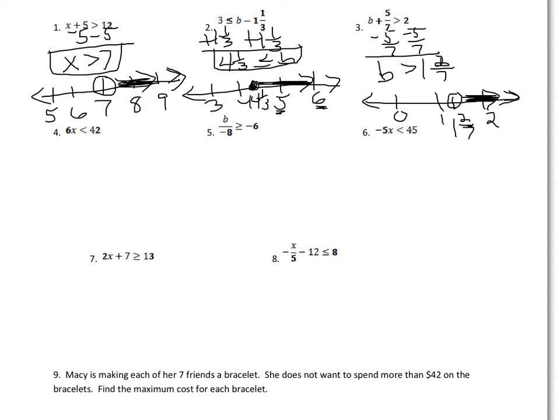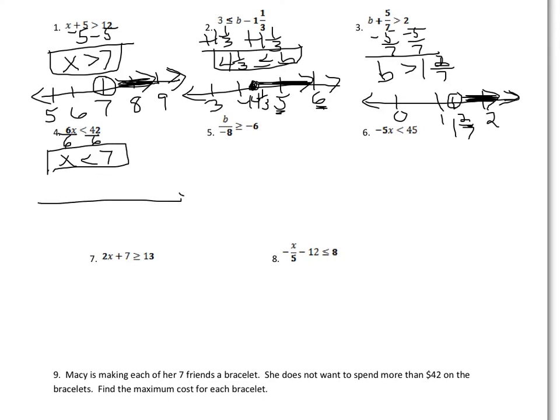Number 4, we have 6x is less than 42. So to isolate that x, we divide by 6 on both sides. So we'd have x is less than 7. So there's our inequality for our answer.